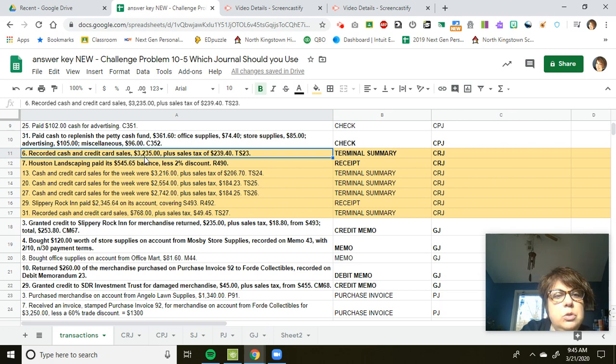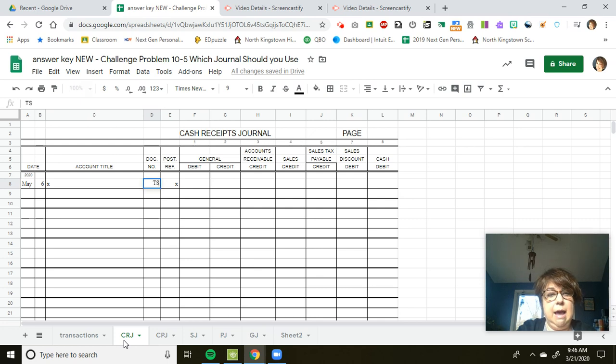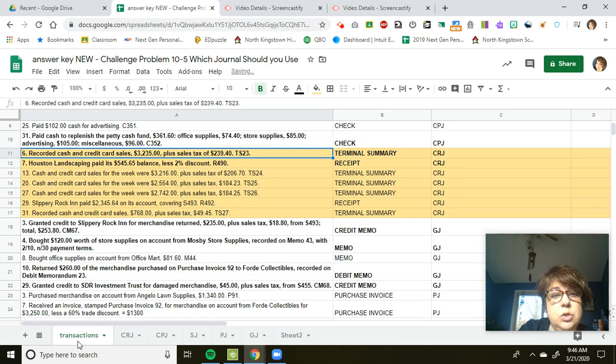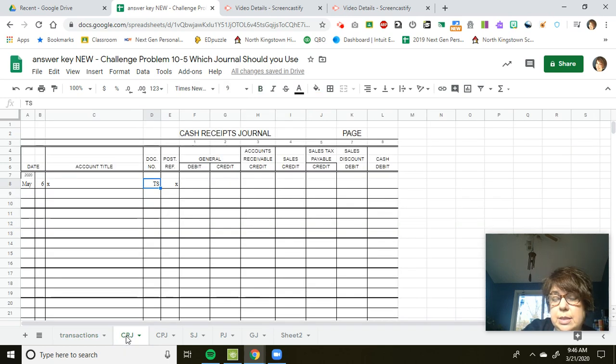So if I sold $32.35 worth of merchandise and I collected sales tax of $239.40, the real cash receipt or cash debit is the addition of those two. So we're just going to add two cells together. I do want to put the TS because the cash receipts journal doesn't just have terminal summaries. It also has receipts. So TS23, my memory is terrible. You know that, TS23.